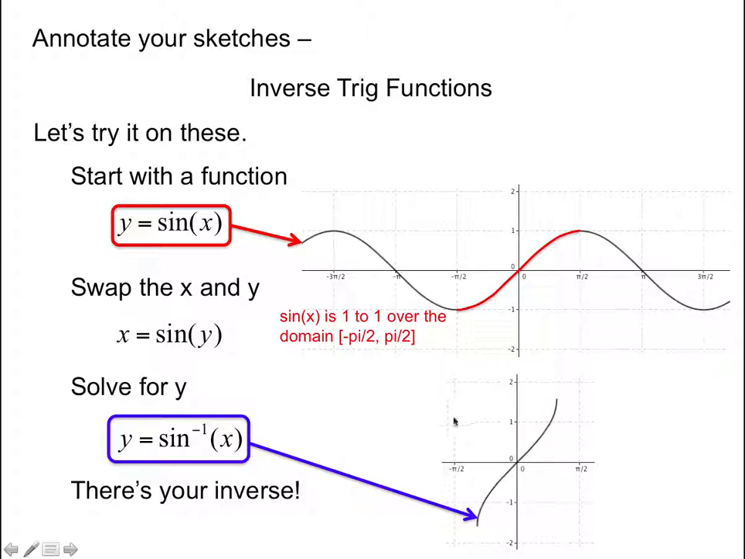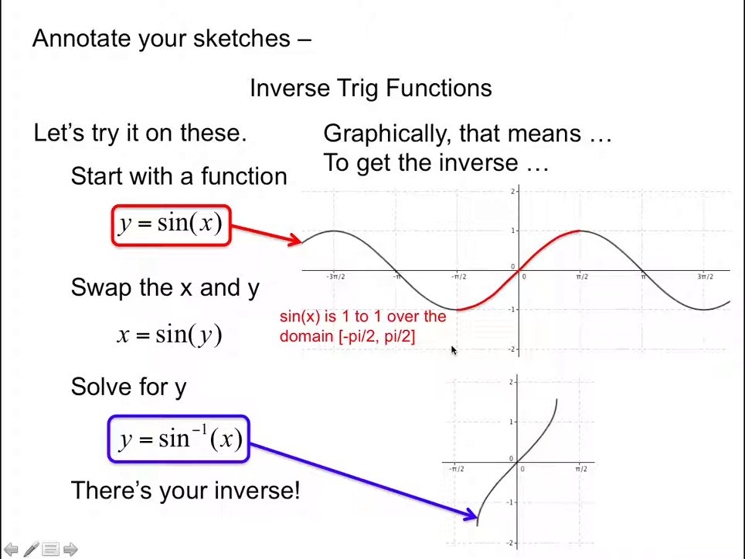So the inverse sine we can think of as, for every value of x, what angle does that correspond to? That's kind of how we're looking at that. If we look at this from a line of symmetry standpoint, if we want to get the inverse, we need to reflect this over the line y equals x. So we're going to have to flip it and spin it.